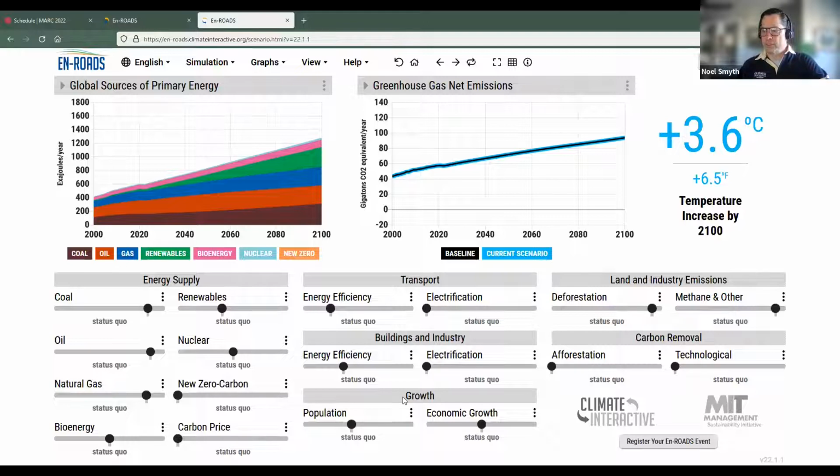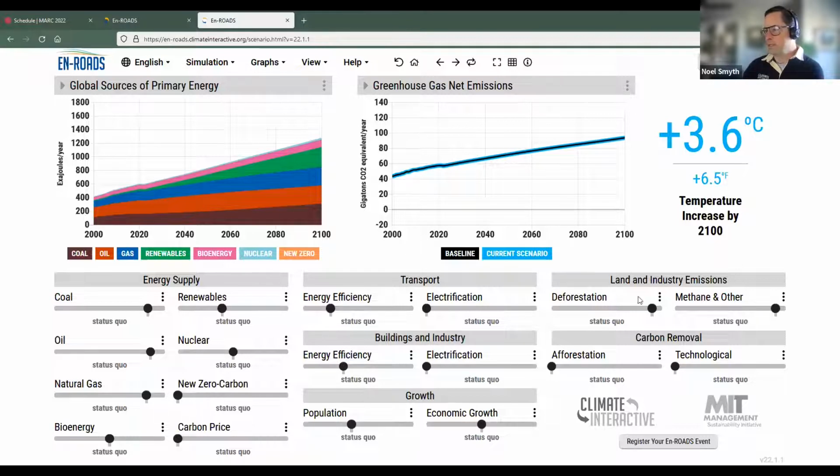There's a growth sector as well. And you can put in policies to either incent or disincent both population and economic growth. Just from my own advice and use of this tool, I tend to stray away from those. They can sometimes lead down rabbit holes that you might not want to go down when you start talking about limiting or incentivizing population or economic growth.